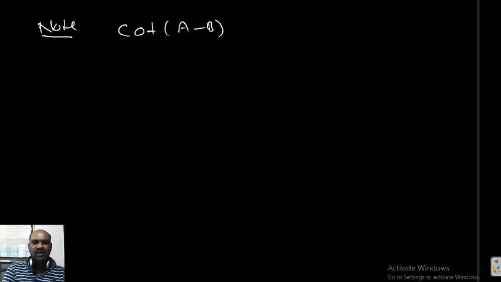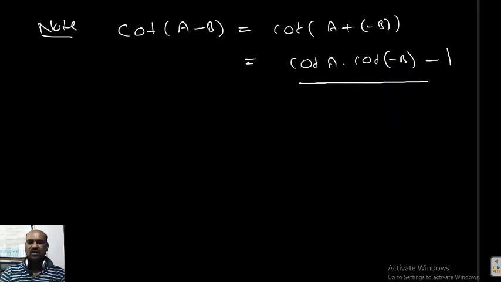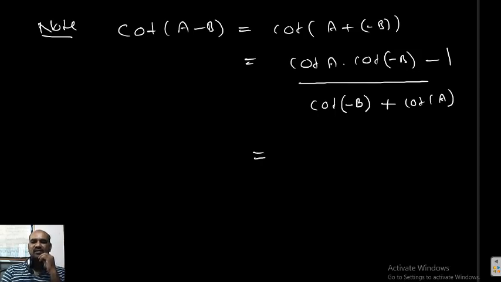Cot of A minus B can be written as cot of A plus of minus B. Just like the formula for cot of alpha plus beta, cot A into cot B minus 1 by cot B plus cot A, using this formula with beta as minus B, we get cot of minus B is minus cot B, so minus cot A into cot B minus 1 by minus cot B plus cot A.